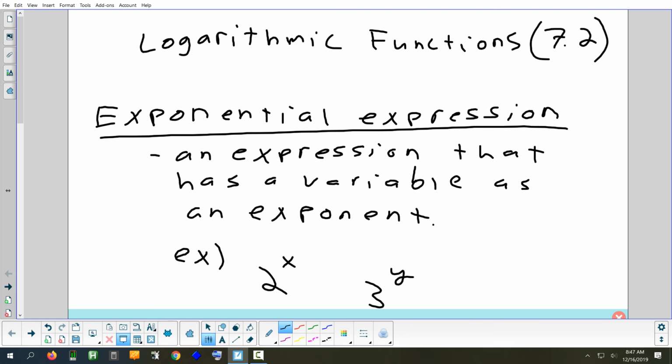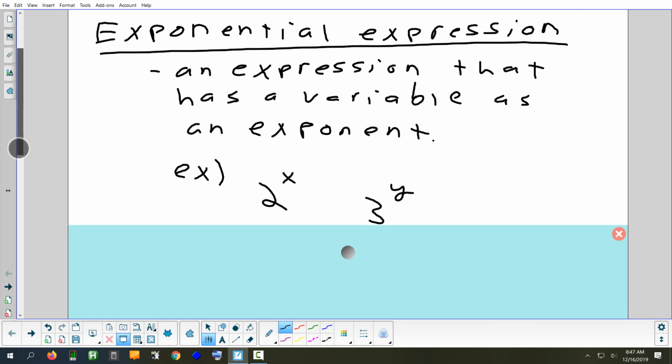Exponential expression, very, very simple definition. It's any expression that has a variable in the exponent. That's what makes it more of algebra 2 than algebra 1. In algebra 1, you don't have variables as exponents. You might have something like this. That's totally different. And I'm not saying in algebra 1 you don't ever have exponents. You might have exponents, but you don't have variables as exponents. So any expression that has a variable as an exponent.